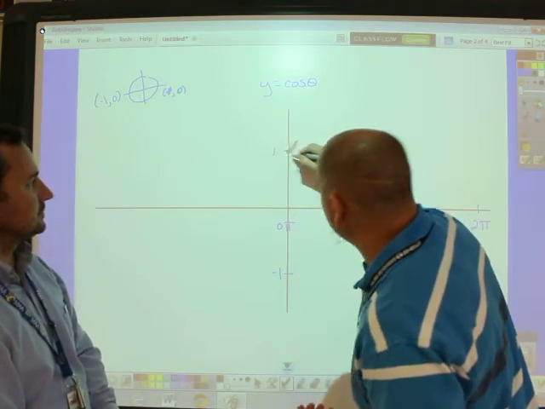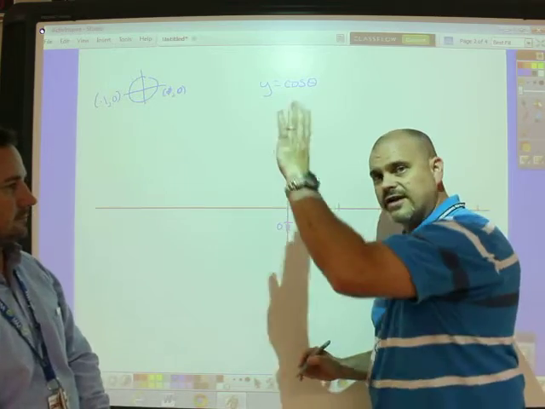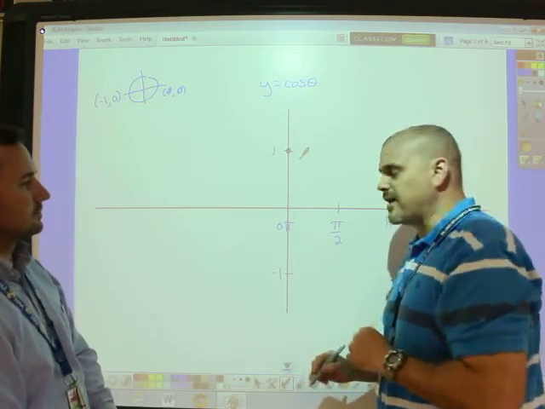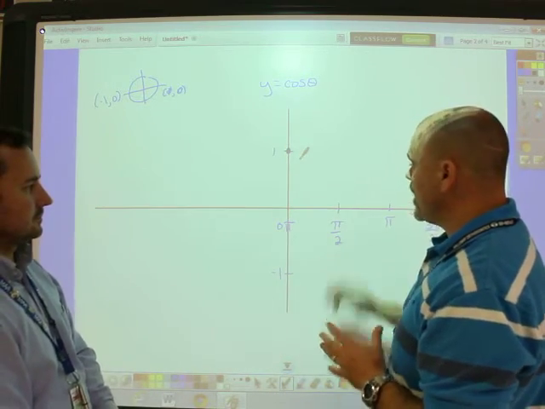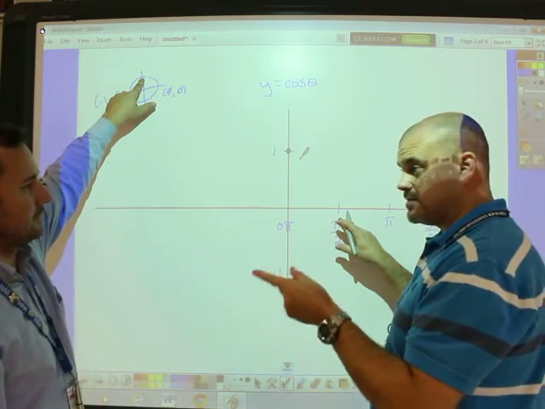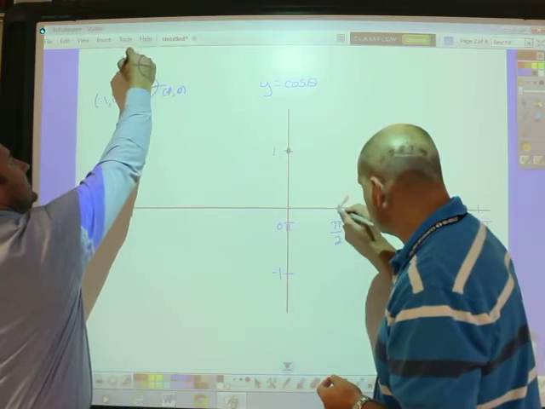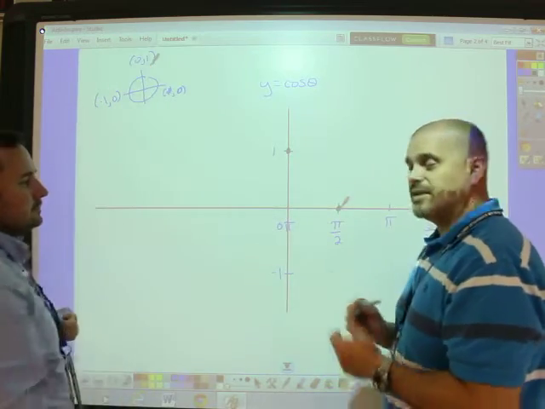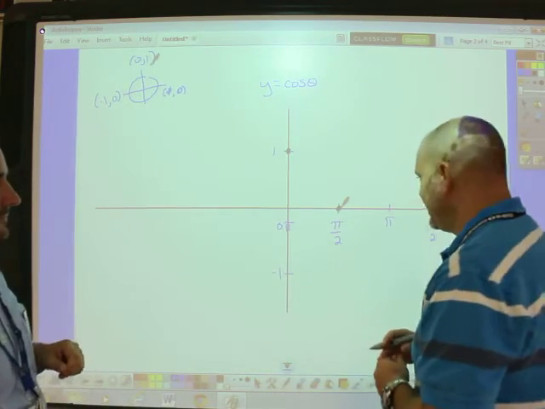And I'm going to put a black dot at 1. In other words, we're starting at the 1 value, the max value. All right, so at pi over 2, cosine x, x is 0. So I'm going to put a dot here. Isn't it cool how we can write it at the same time?